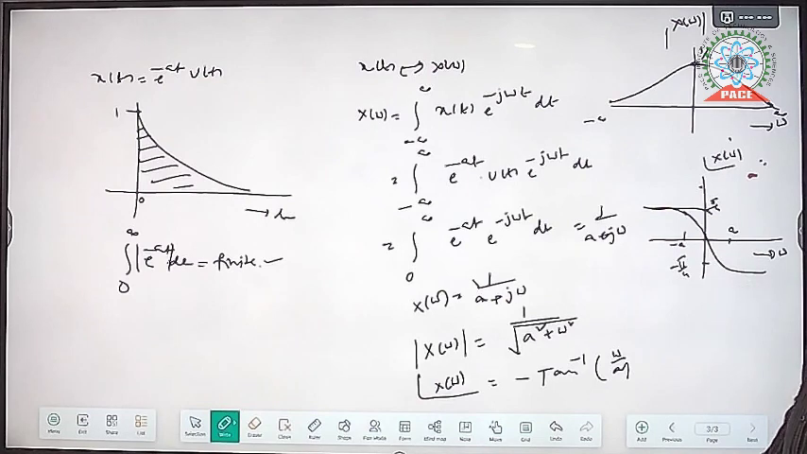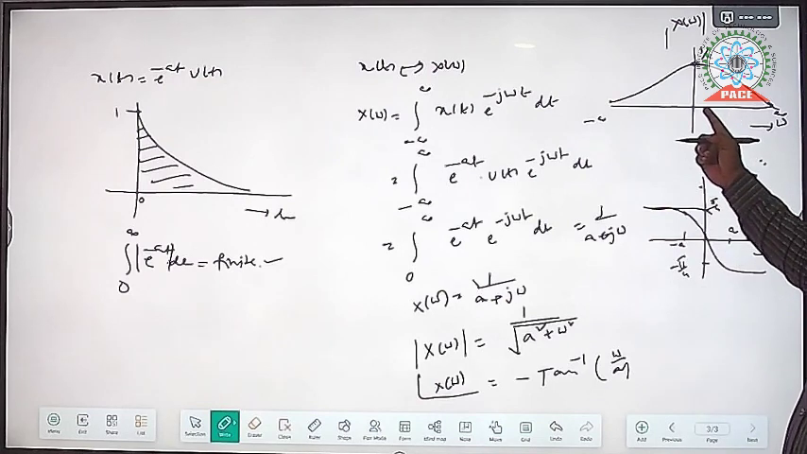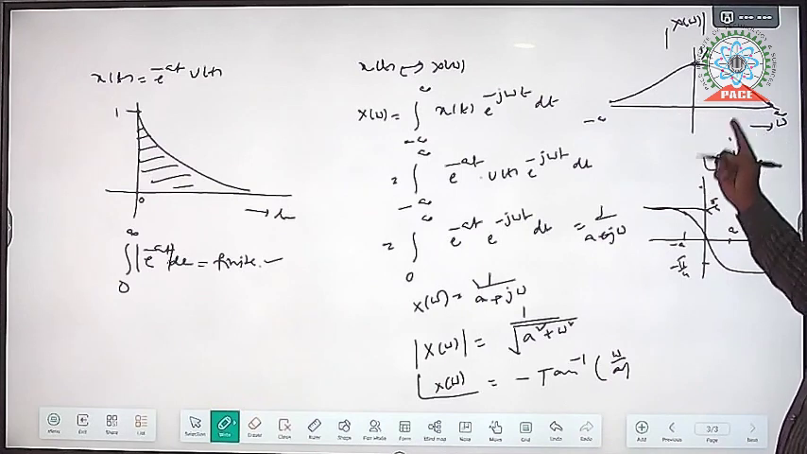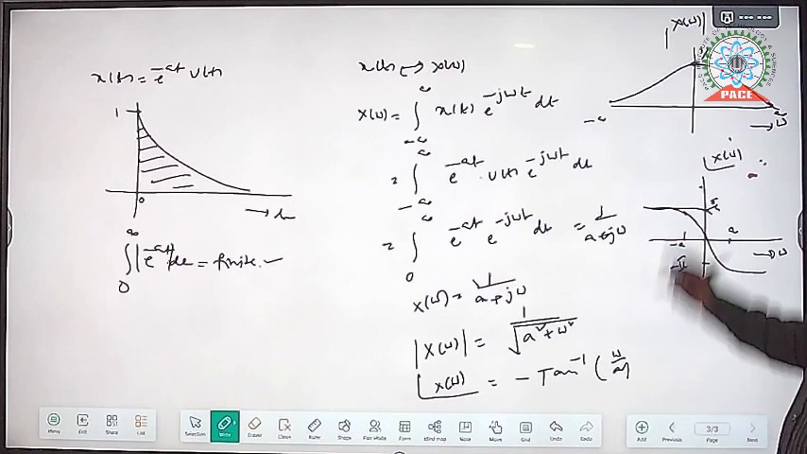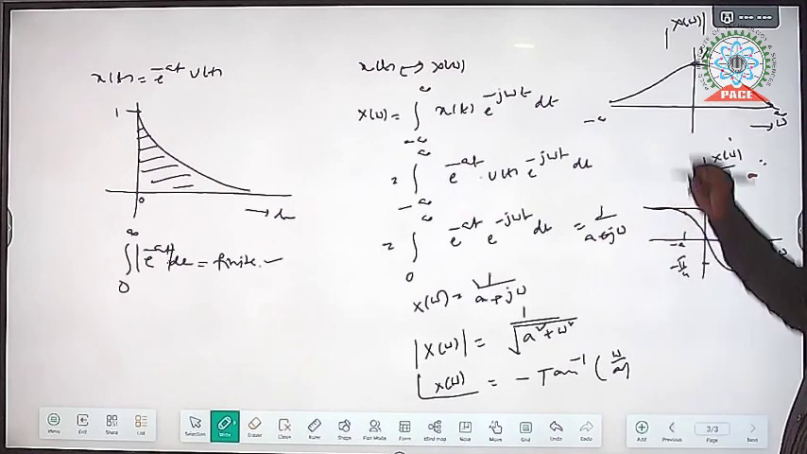So what is the advantage? This is a continuous spectrum; for each and every omega value, we have an amplitude value. So this is the Fourier transform, and it also acts as a filter.